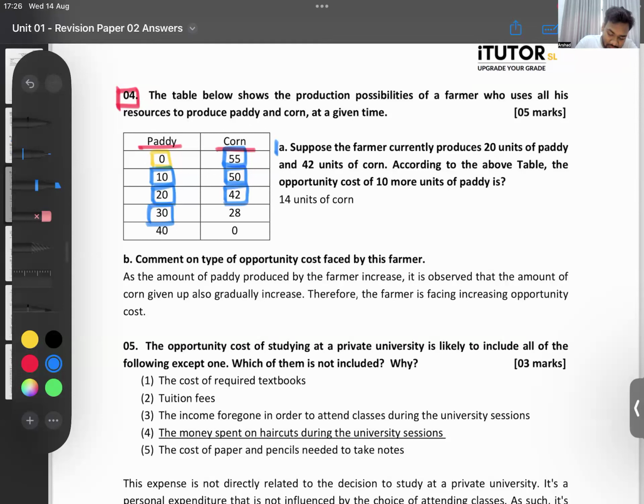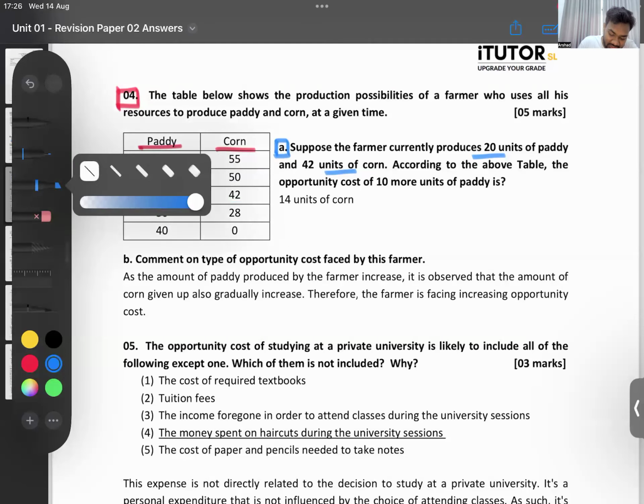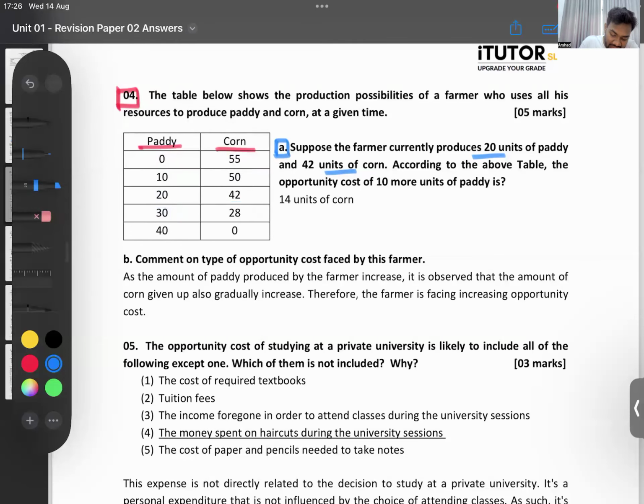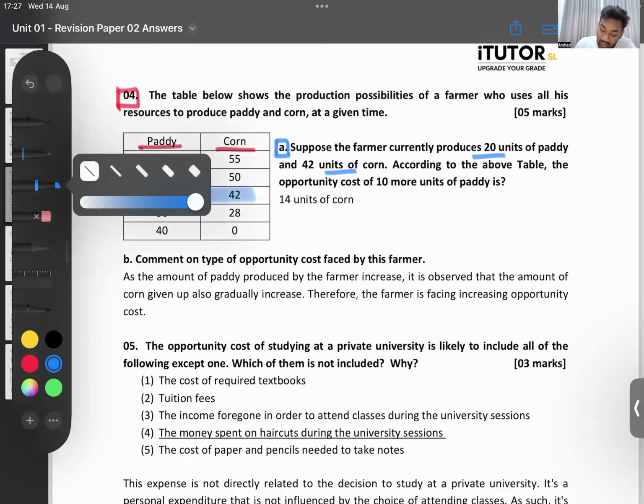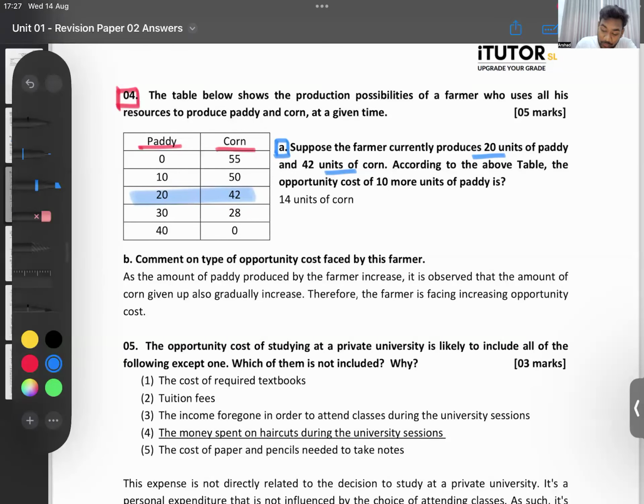Part A is asking, suppose the farmer currently produces 20 units of paddy, 42 units of corn. So currently, where is he producing? He is producing at this point. So the question is asking, according to the above table, the opportunity cost of producing 10 more units of paddy. Now, do you have to use the marginal opportunity cost equation? Foregone divided by gain you use if they ask the opportunity cost of producing 1 extra unit.